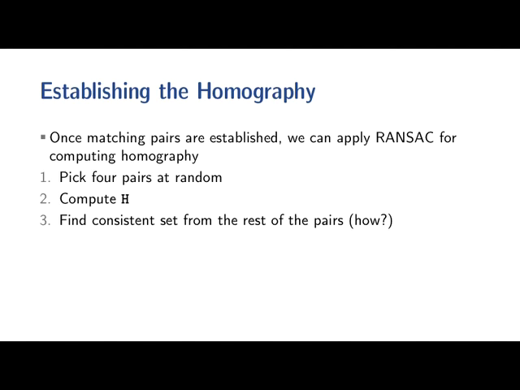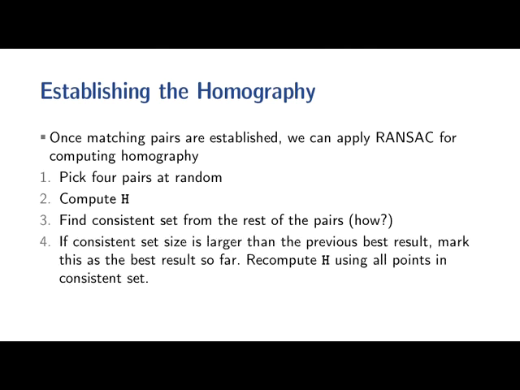I have an H now. I take all those points in the left image, transform them to the right image, and see whether they lie close to their matching point. If they do, they are inliers, otherwise they are outliers. So I compute my consistent set like that, and if the consistent set is larger than the previous best result, I mark this as the best result so far. I recompute H using all the points in the consistent set, and I keep repeating this. That's exactly what RANSAC is.